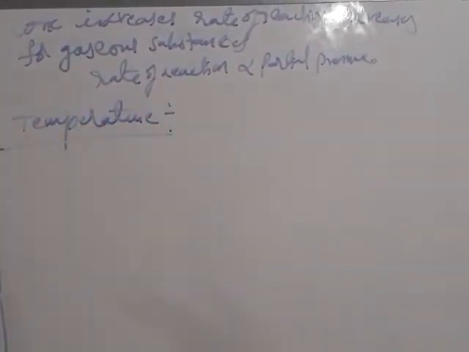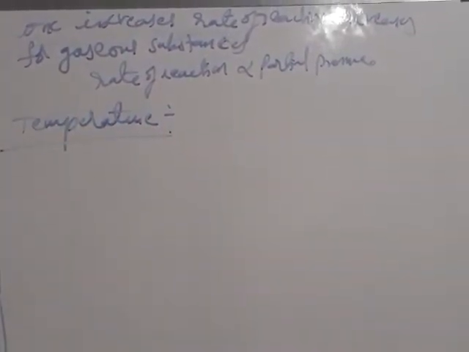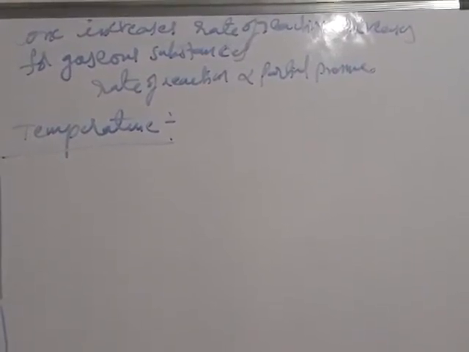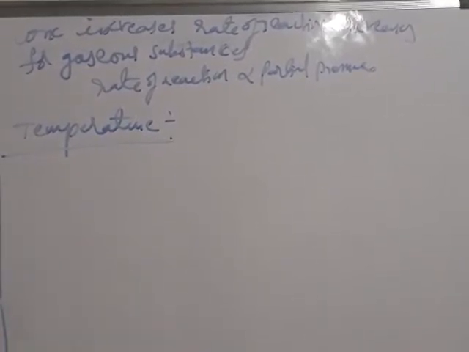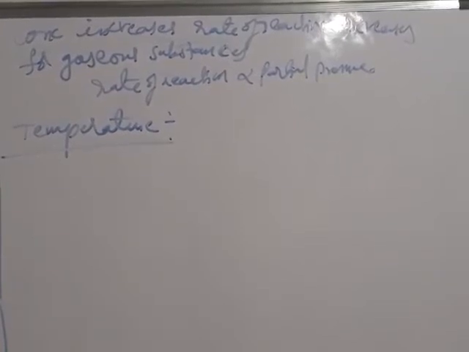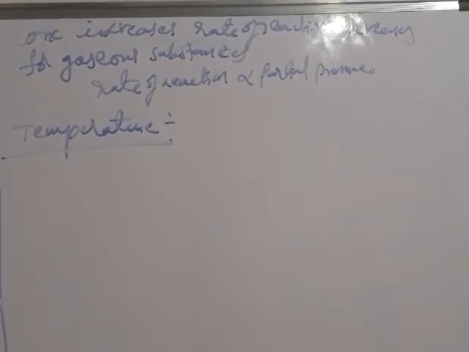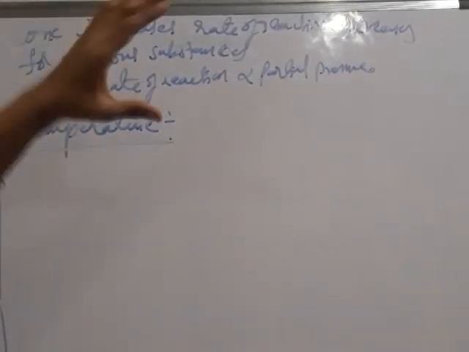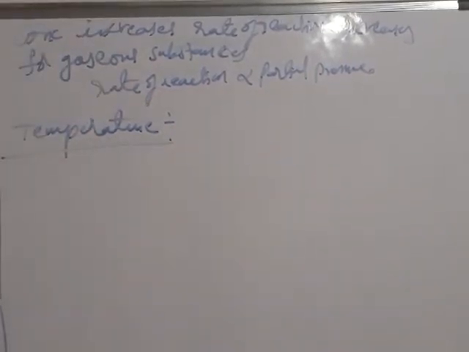So effect of temperature on rate of reaction, that is explained by Arrhenius equation. So you know about Arrhenius equation, that is in collision theory. Okay. So Arrhenius equation, what is Arrhenius equation? K is equal to A into e to the power minus EA by RT. Okay. So temperature dependence on rate of reaction, that is explained by Arrhenius equation.